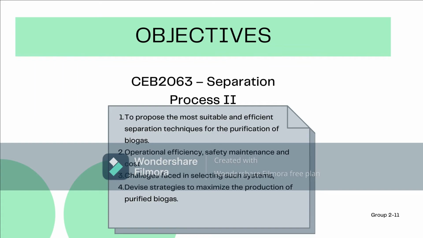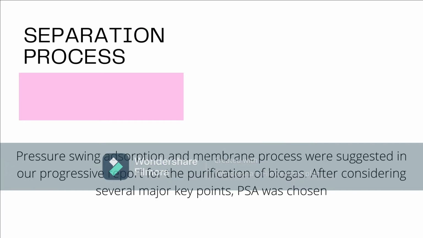Objectives for this IDP are to propose a separation process that will produce biogas that meets the requirements, to demonstrate the efficiency of the double bed pressure swing adsorption (PSA) method for biogas production, and also to devise a strategy for producing biogas from various waste materials to the greatest extent possible. This falls under separation process.